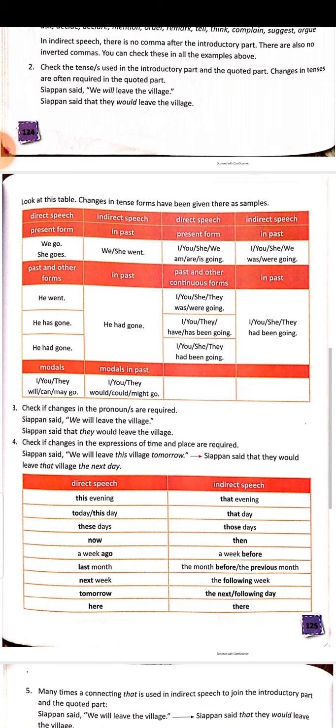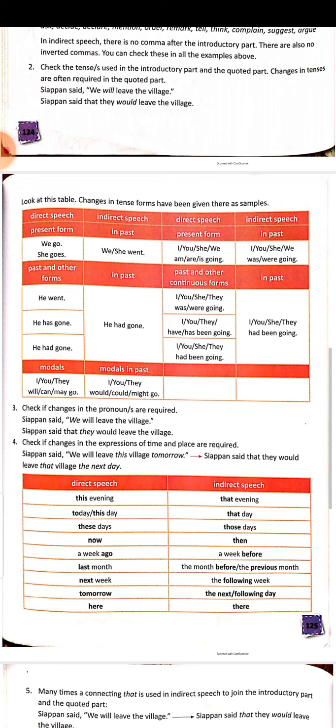Okay. Look at the table. Changes in tense forms have been given there as samples. Direct speech, present form: we go, she goes. And in indirect speech, in past, it will always become past. When we write in indirect speech, we have to change the present form. It will be in past, and that will be we went or she went.